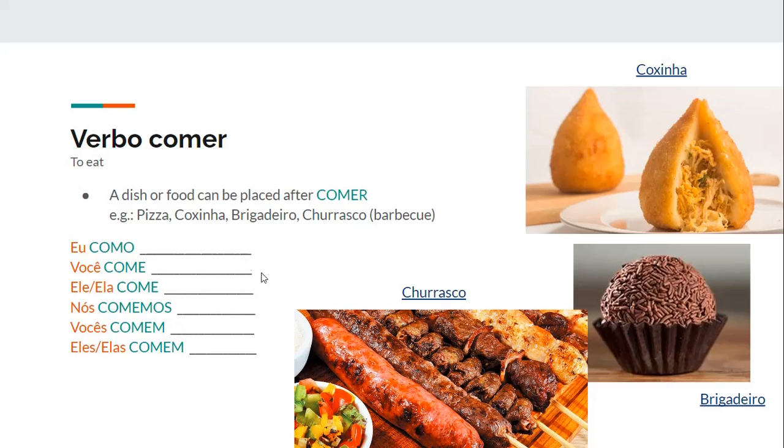And alright, so if I want to say I eat brigadeiro, eu como brigadeiro, or maybe elas comem pizza, they eat pizza. Do you guys remember how to say a negative sentence in Portuguese? Well, we just need to include não between the subject and the verb. So, eu não como. So maybe if you are a vegetarian, then you do not eat meat, and you can say this in Portuguese. So I don't eat churrasco. Eu não como churrasco, and that's how it works.